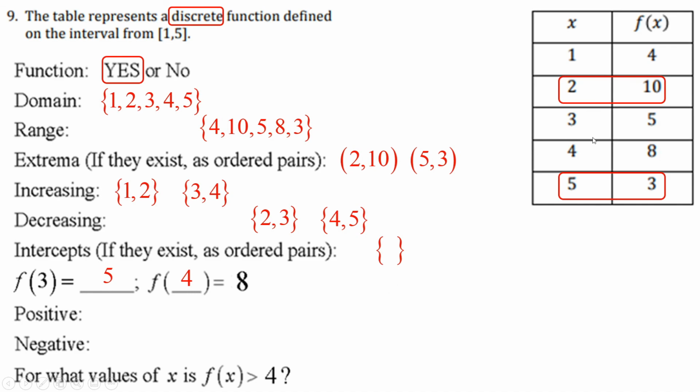Now, when is it positive? Well, look at those y values. They're all positive. So that's within its entire domain. So I'm going to rewrite the domain, and that is 1, 2, 3, 4, and 5. When is it negative? Well, y is never negative, so that would be the empty set. And then for what values of x is f of x greater than 4? All right, so not at 1, but at 2, at 3, and at 4. And those are the x values where f of x is greater than 4. And that is number 9. That's a pretty cool problem right there.